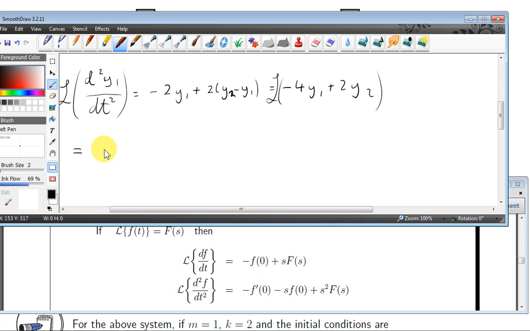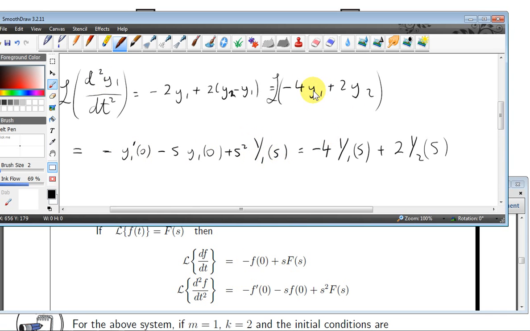So we need minus the derivative of y1 at 0, minus s times y1 at 0, plus s squared times F of s. Well, big F of s is the Laplace transform of little f. The Laplace transform of little y1 is big Y1.